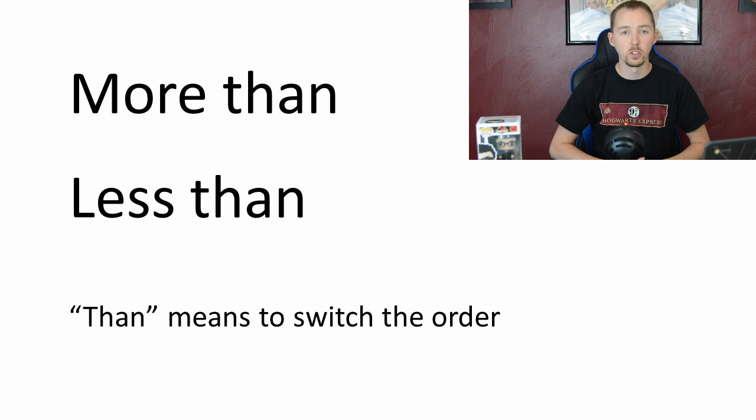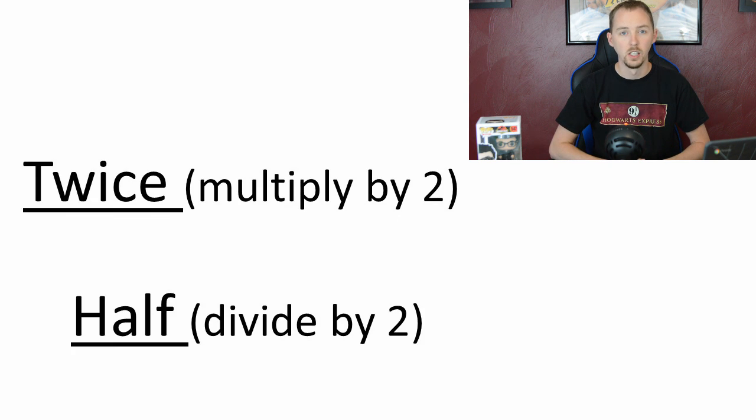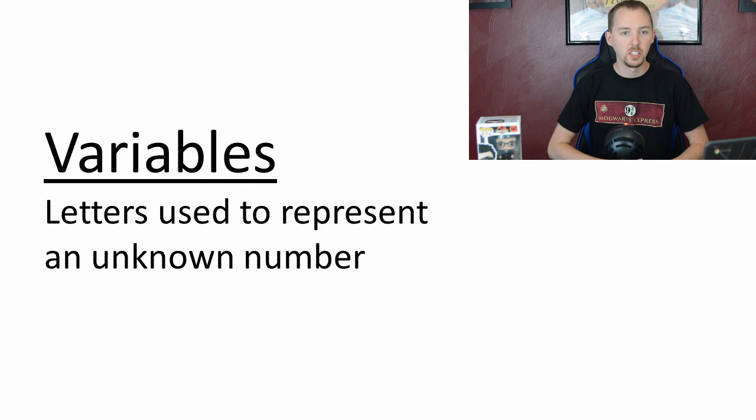Another special case are the words twice and half. Now, twice is a special type of multiplication operation because it specifically means to multiply by the number 2. Half, very similarly, is a specific division operation, and it means to divide by the number 2. Now, the last thing that you guys need to remember is when you see a variable in an expression. A variable is really just a letter that represents an unknown type of number. So when we translate that into words, we simply write a number in place of the variable.